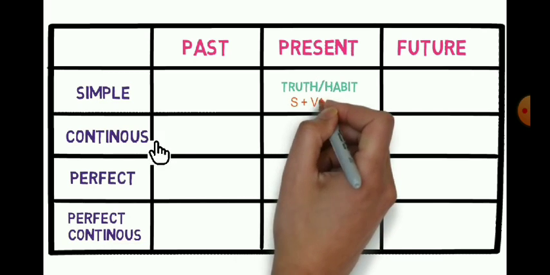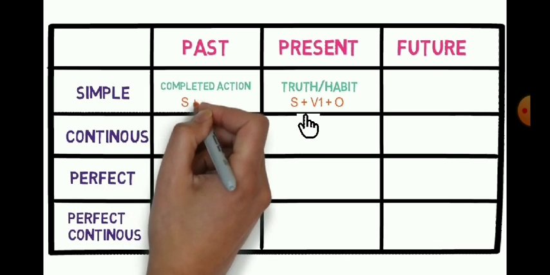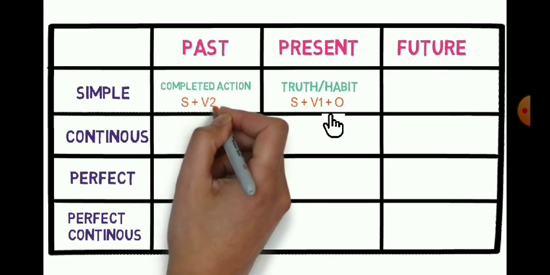Okay, simple present, what is it? It is a truth or a habit or an activity which is going on a regular basis, and the sentence structure is subject plus verb 1 plus object.